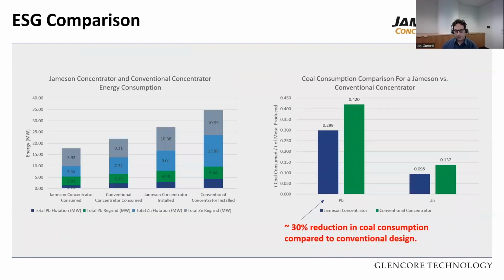Now, taking power, and power is a major one, particularly on ESG analysis, we went back and recalculated the amount of coal that would need to be consumed to actually maintain both of these plants. And what we found was you needed about 30% reduction in coal consumption for this Jameson concentrator design versus conventional. So while you get power savings, you also get better ESG credentials when you reduce your emissions as well. So all in all, it's a smaller, more efficient design with a lower footprint.